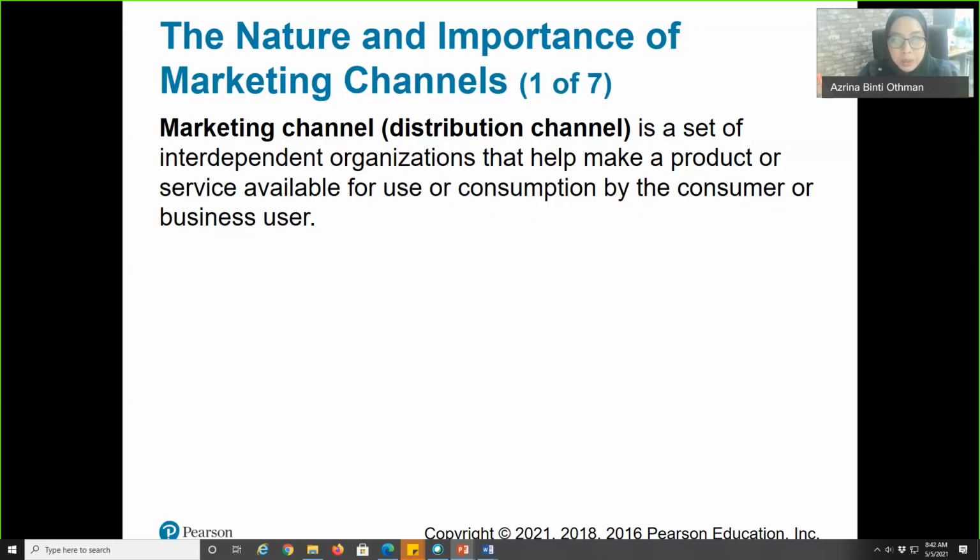consumer or business user. So kenapa kita kena ada marketing channel, kenapa kita mesti guna distribution channel? Sebab ianya adalah satu organisasi yang saling berkait antara satu sama lain, di mana membantu untuk membuat produk dan juga servis ataupun perkhidmatan berada dalam pasaran ini untuk kegunaan siapa? Untuk kegunaan pengguna, untuk kegunaan perniagaan. Okay, so this is the explanation on what is marketing channel or distribution channel.